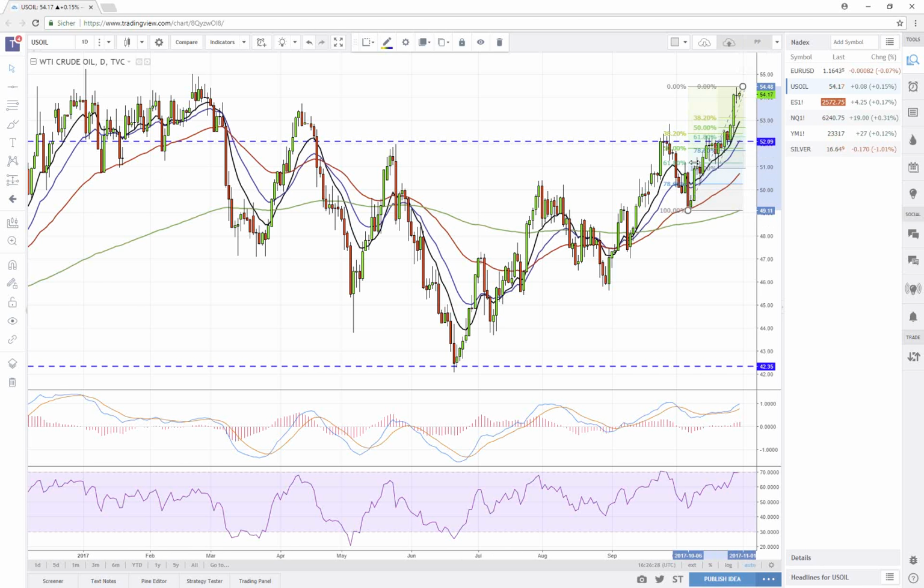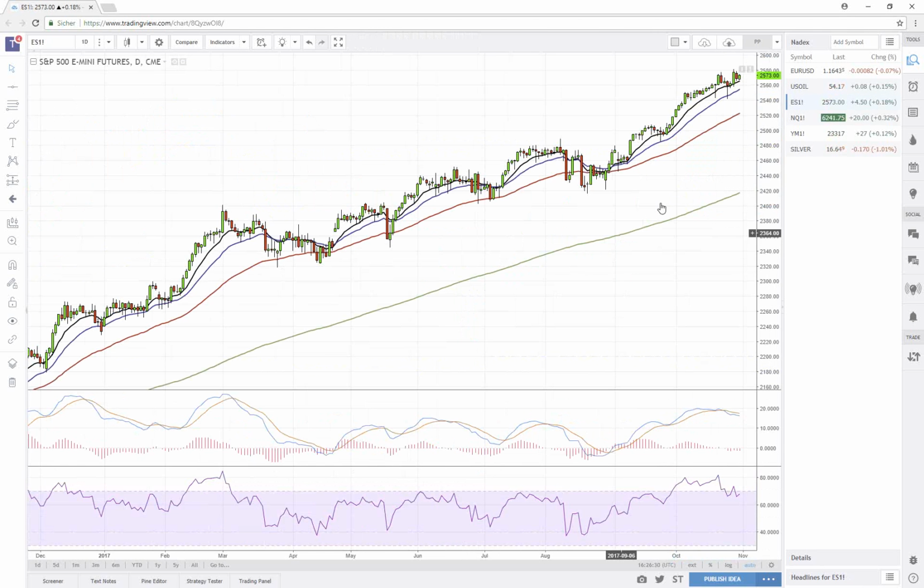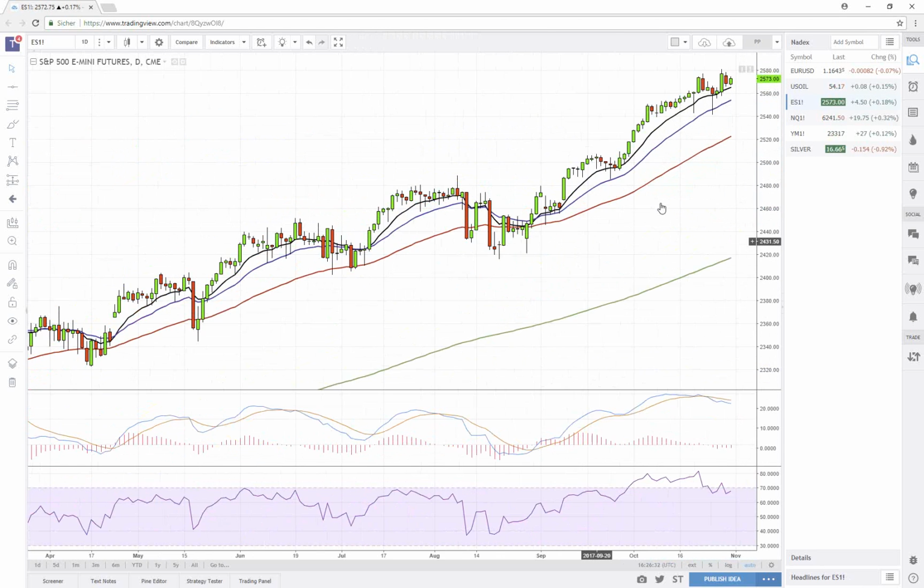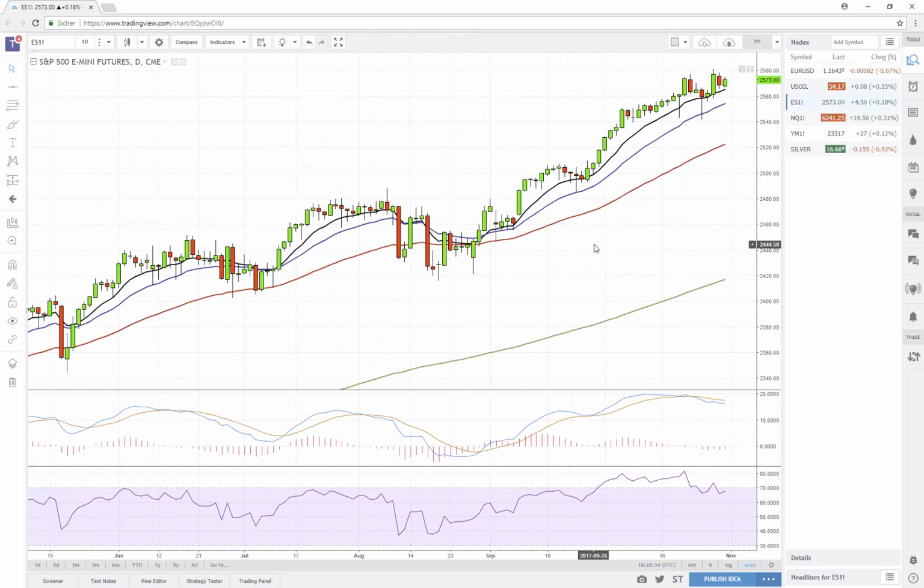So much for WTI. Then I also want to have a brief look here at the S&P 500, a major index. Obviously we are just 2 days ahead of the FOMC meeting, and we think that this can potentially have a major impact on those markets.